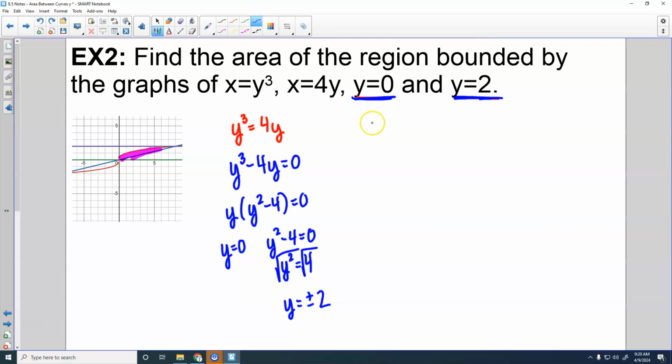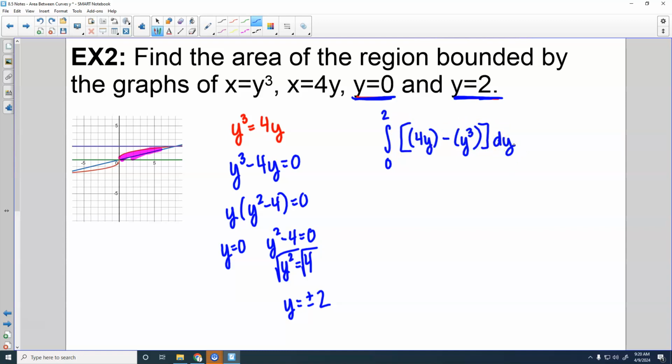So in terms of y, we'll be integrating from 0 to 2. And we will be doing the right function, which is 4y, minus the left function, which is y to the third, in terms of y.